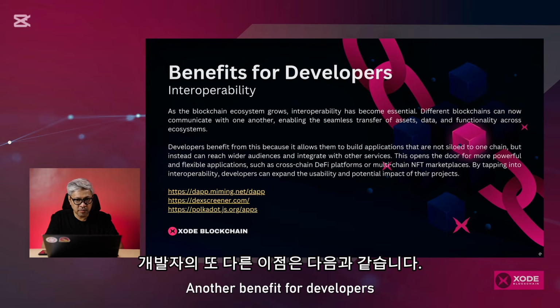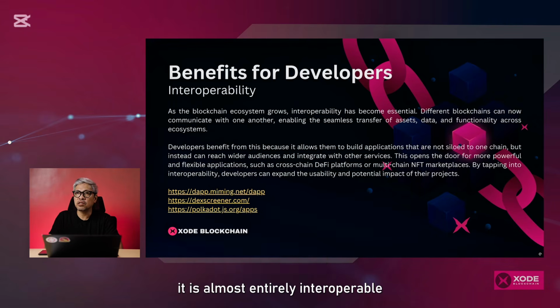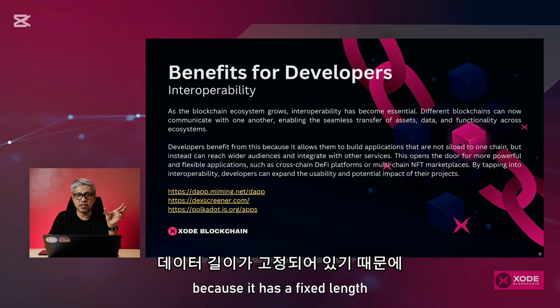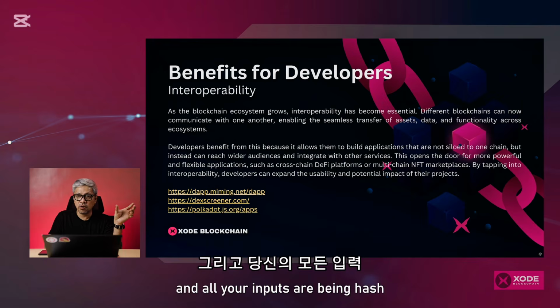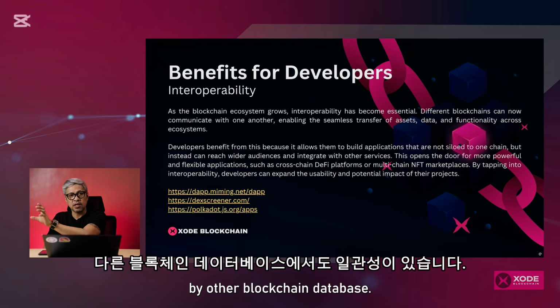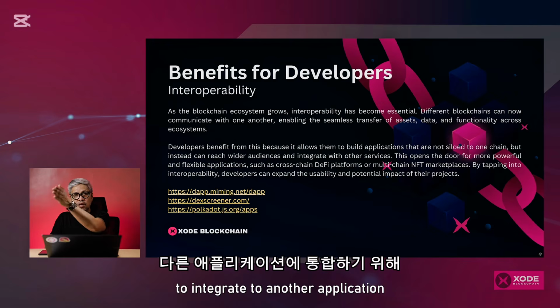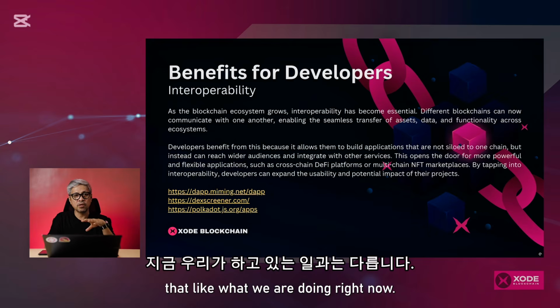Another benefit for developers is that when you build an application in the blockchain, it is almost entirely interoperable with other blockchains because it has a fixed length with data and all your inputs are being hashed consistently all throughout the database, which is also consistent with other blockchain databases. Hence, you don't have to read API documentation in order to integrate with another application.